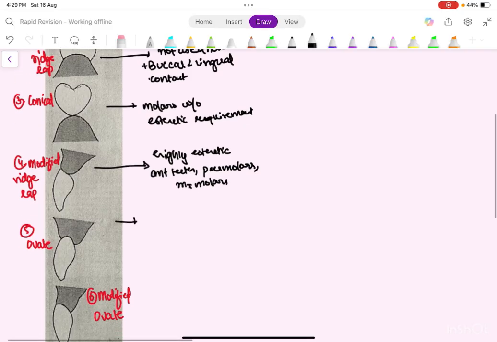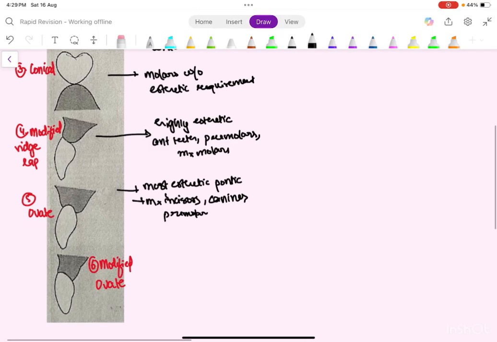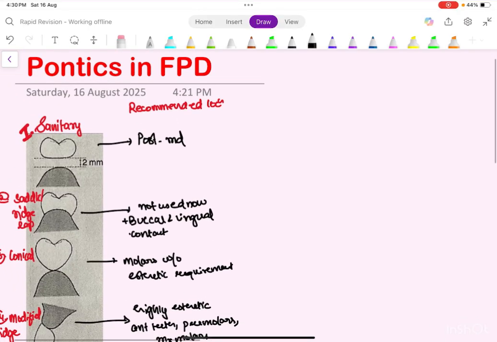Then ovate, this is the most aesthetic Pontic design. Now this is preferred in maxillary incisors, canines and premolars. Now modified ovate is the same as ovate. I'll tell you later why we prefer modified ovate over ovate, simple. So now let's talk about the advantages and disadvantages.